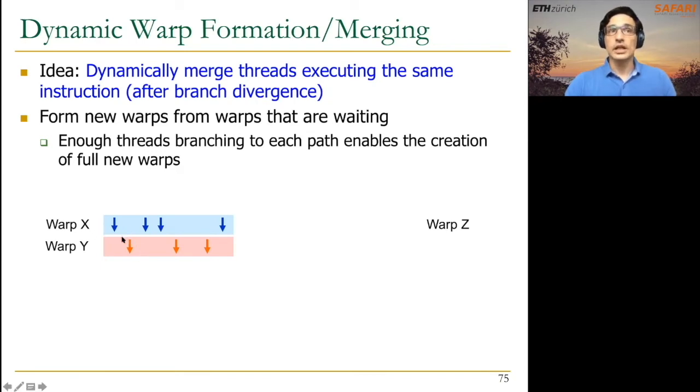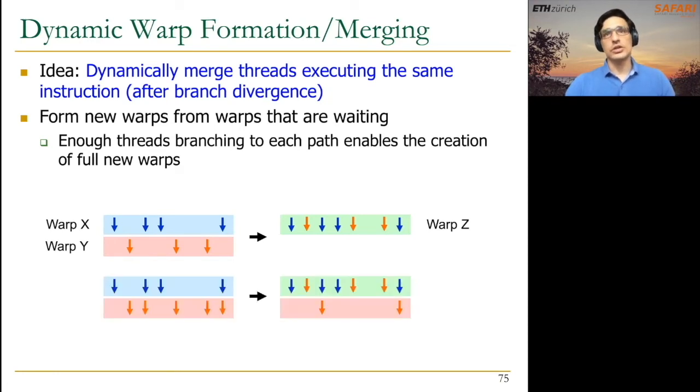The good thing is that this warp Y is only using lanes that are not occupied by threads in the other warp. So the key idea here is to merge these two warps and create a single warp Z from threads coming from different warps. Originally, we launched the instructions for this one warp Z at the same time, and we are increasing the SIMD utilization here.